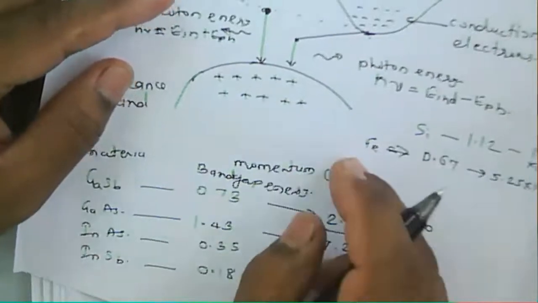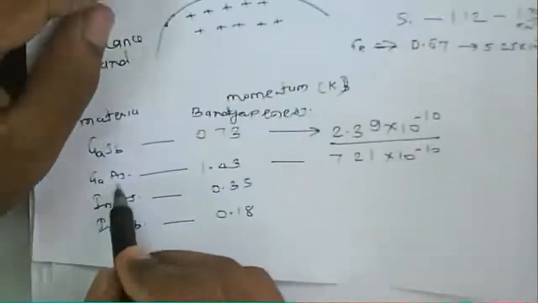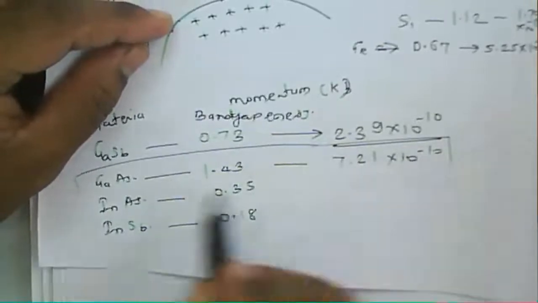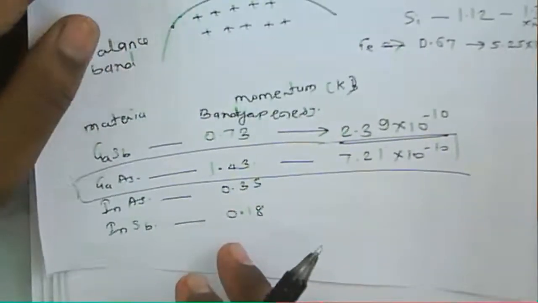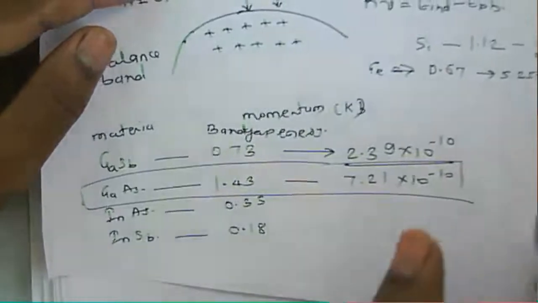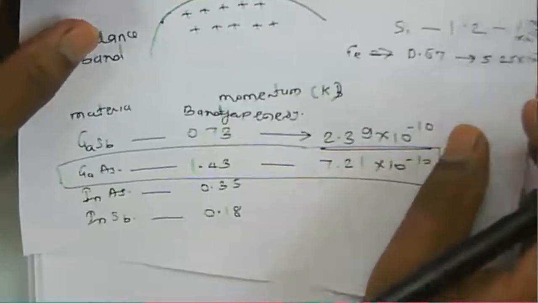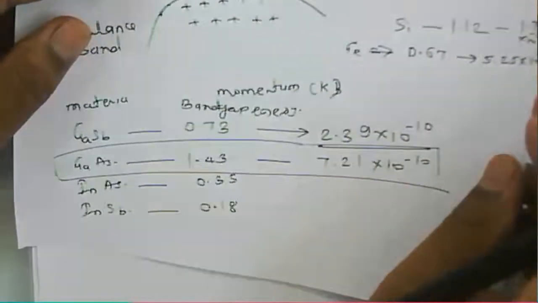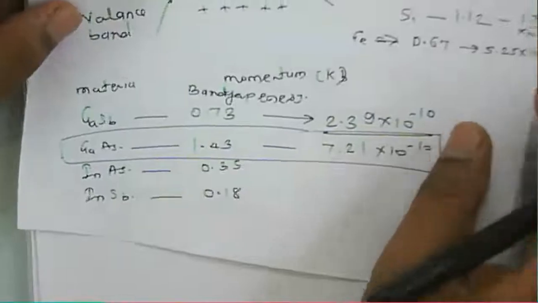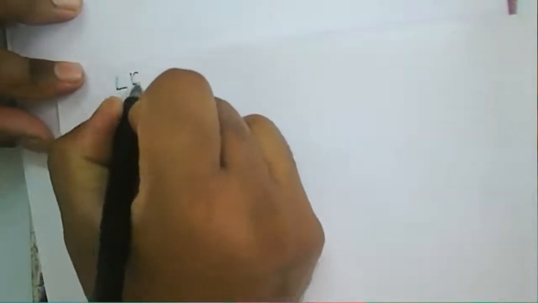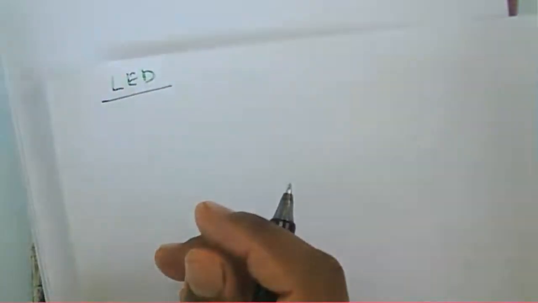We use gallium arsenide in most cases because it is a direct material. Light emitting diodes are developed not using a single homojunction but using heterojunctions. Heterojunction means different materials with different junctions at particular places. We will come to the topic of the light emitting diode.